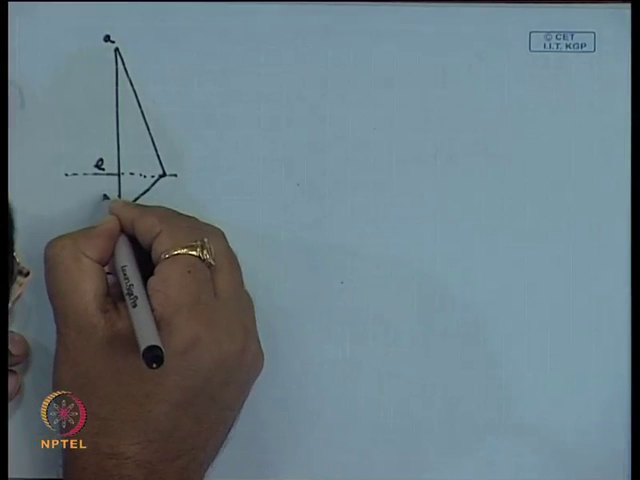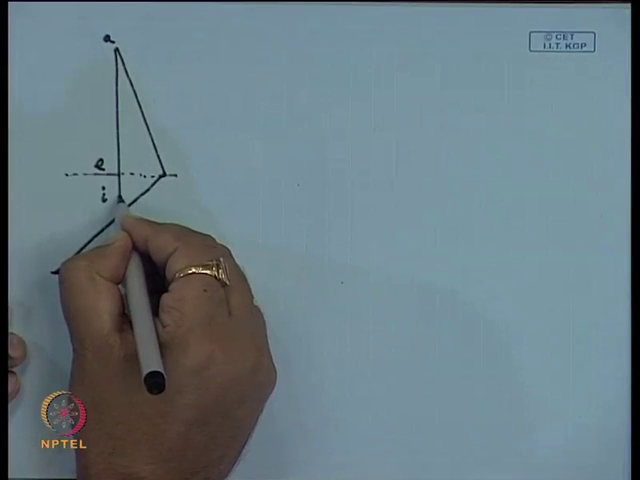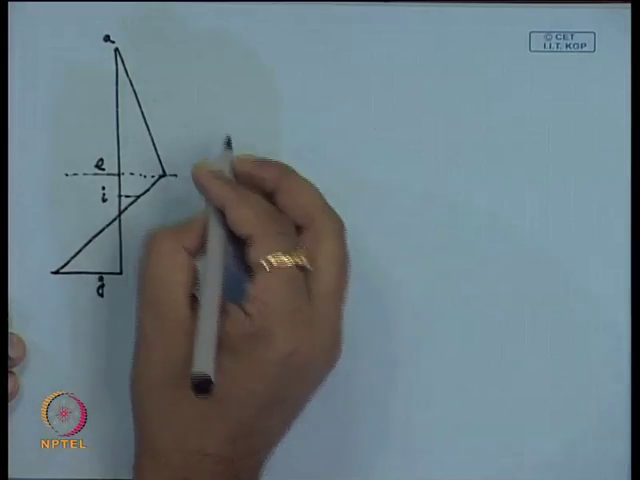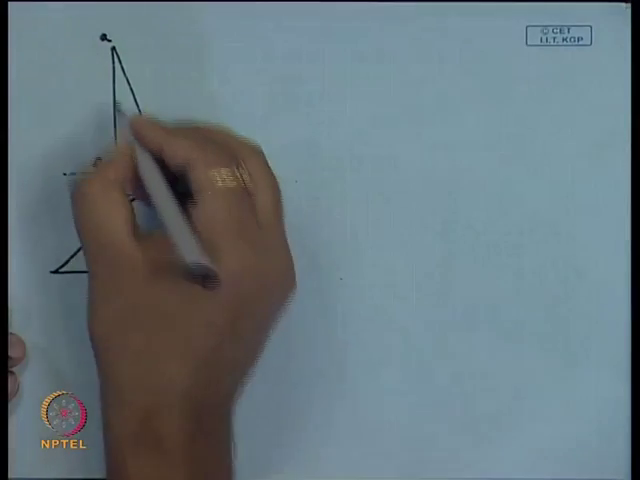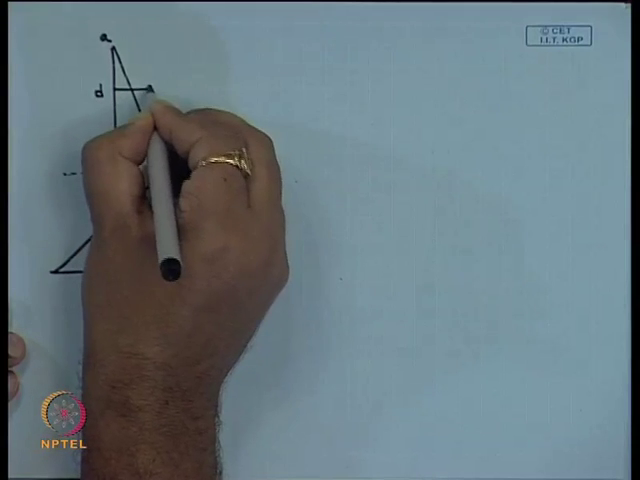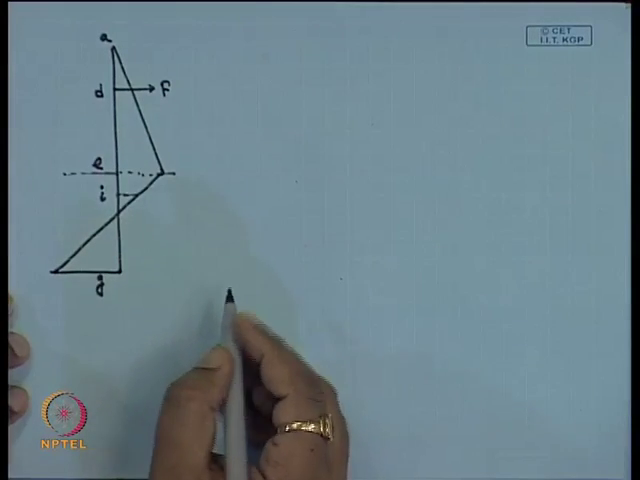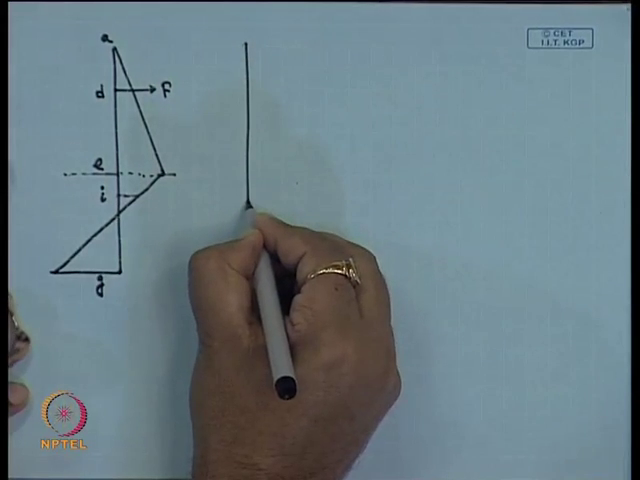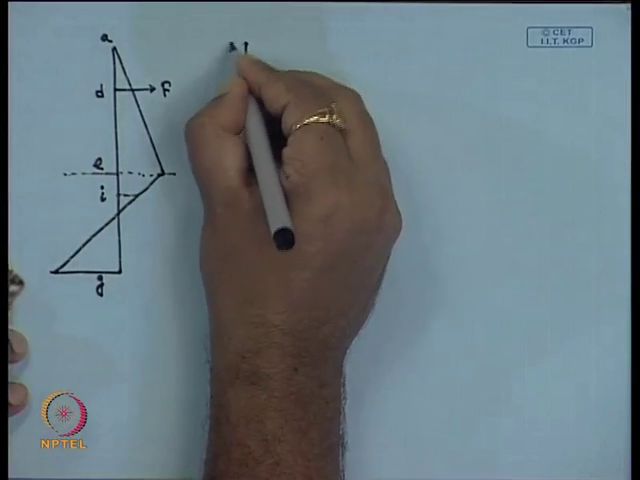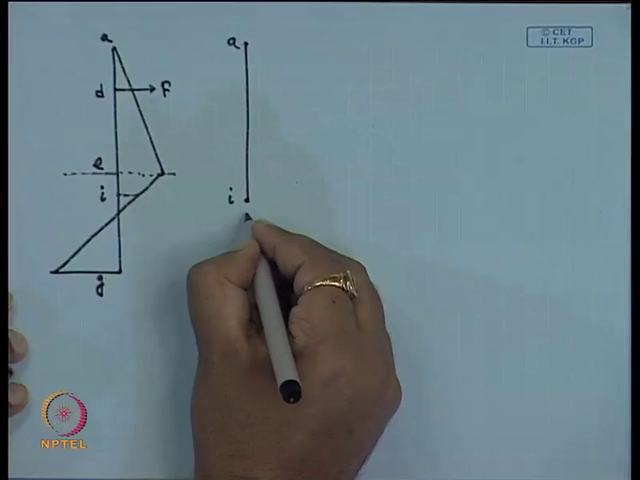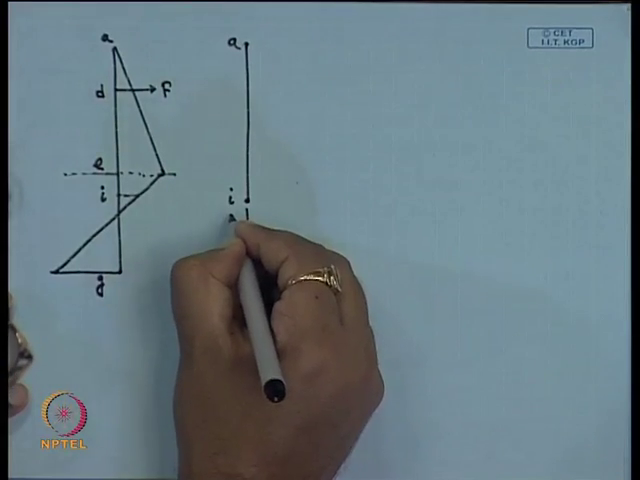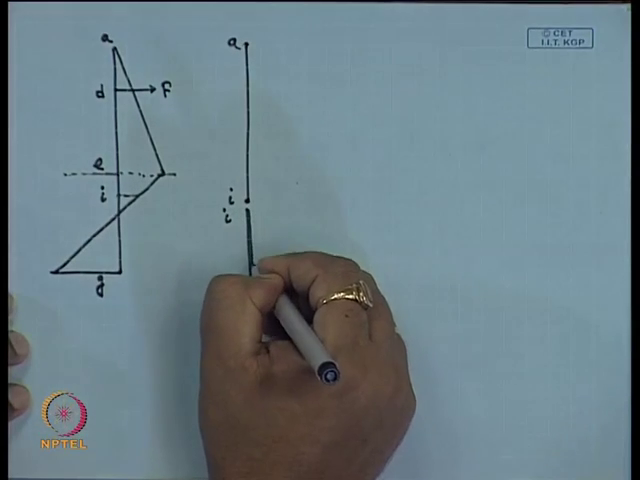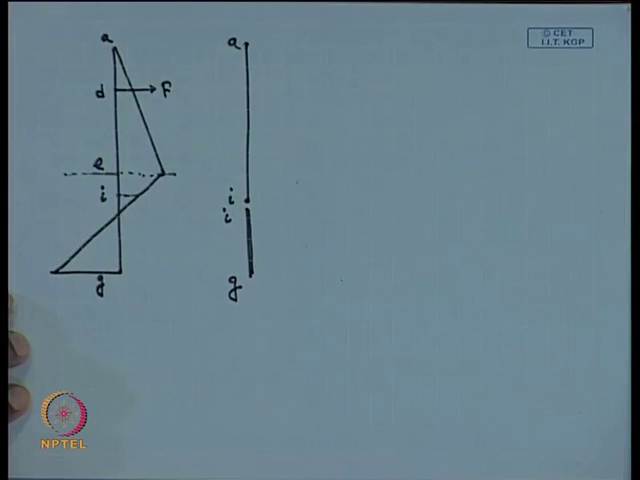So, this point is say I, where moment is 0, and this is G point, and this is D point where this F is acting. So, now we have taken two beams. One is from A to I, another is from I to G. Okay. So, now what are the forces that are acting here?